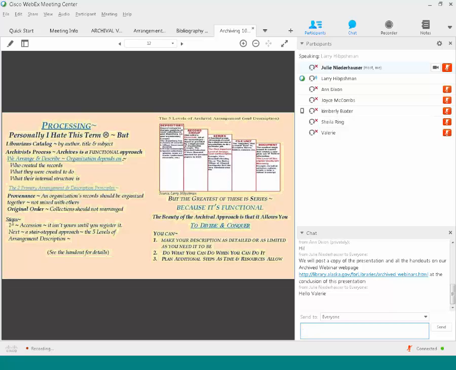If you know, for example, that you're dealing with George Washington's papers, and you want to know his papers on, say, purchases, then you can simply look in the series dealing with purchases and you'll find whatever document you want, probably a great many that you want. You can make your description as detailed and as limited as you need it to be, and do what you can when you can do it, and plan additional steps as time and resources allow.